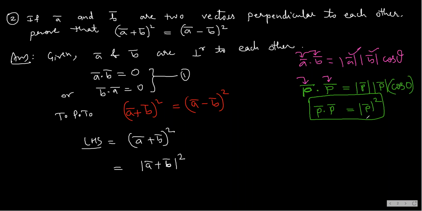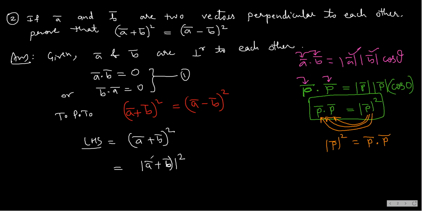So if now I want to take it in this direction, I want you all to understand it this way. If I have mod of p bar square, I will write p bar dot p bar. So let me apply that here.